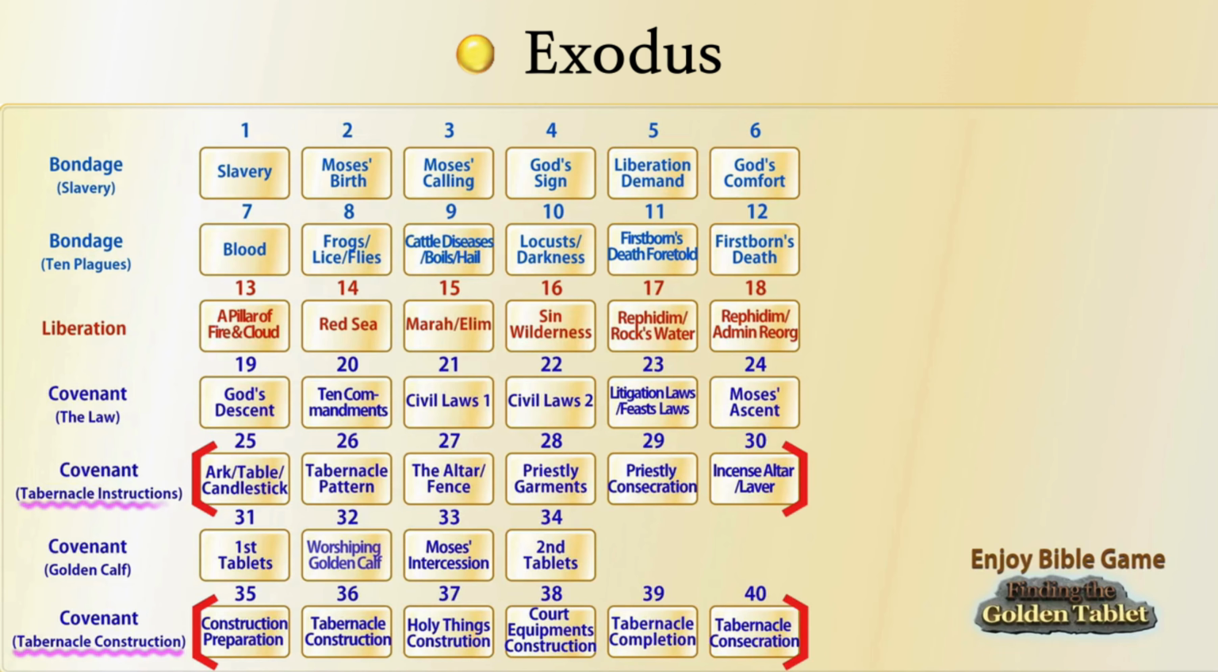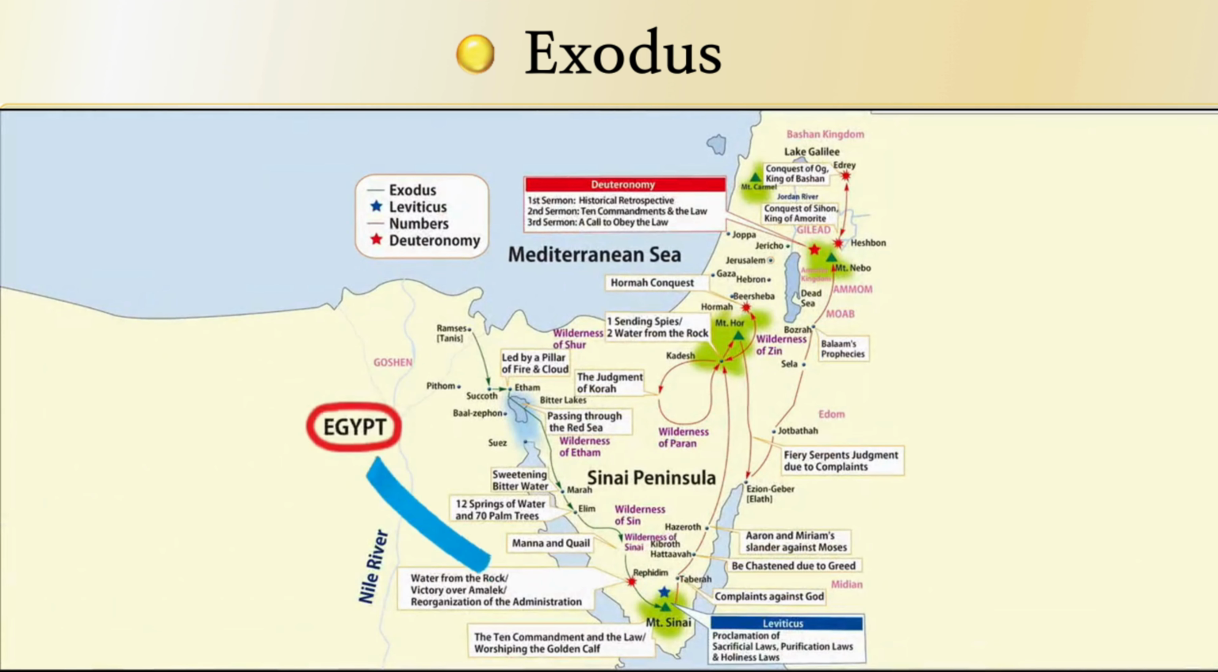with the tabernacle instructions. So let's take a look at the Israelites' journey from Egypt to Mount Sinai, as recorded in chapters 12 through 18 of the book of Exodus. First, the Israelites set out from Ramesses in Egypt and arrive at Succoth, where they celebrate the Passover. Led by a pillar of fire and cloud, they pass through the Red Sea, which is parted by God's power, and arrive at Marah, where God quenches their thirst by turning bitter water into sweet water.